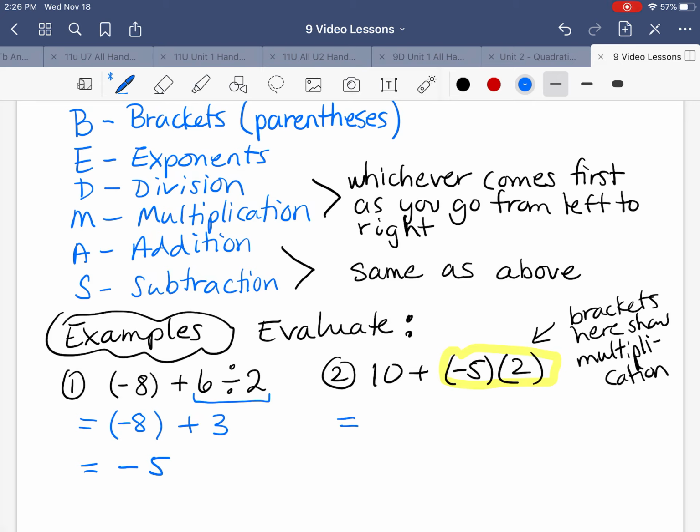So let's do our next line here. We have addition and multiplication. Well, we follow BEDMAS, multiplication comes first. So our next line is 10 plus, and we have -5 times 2, so that's going to give us -10. And 10 plus -10 is going to give us 0.